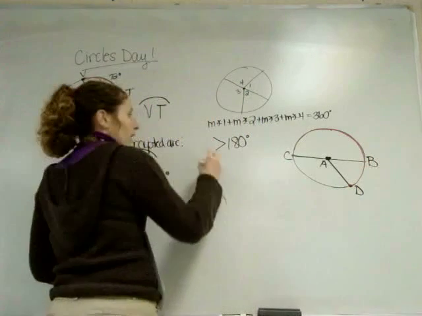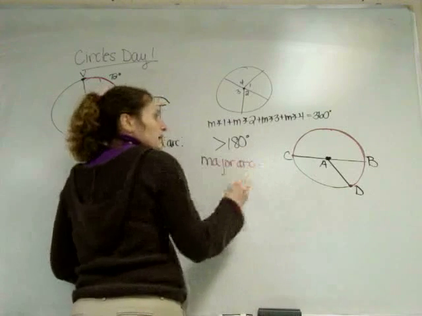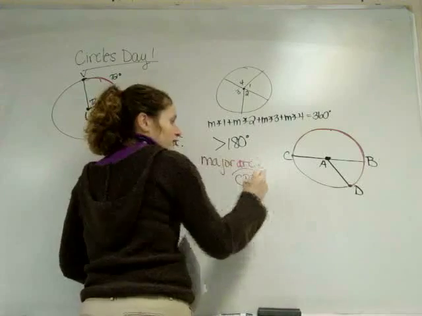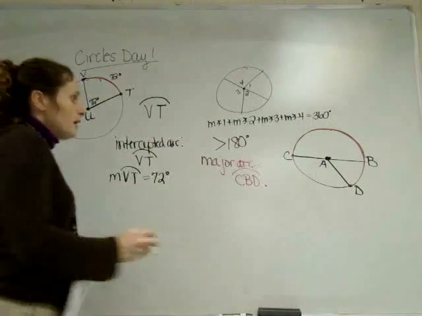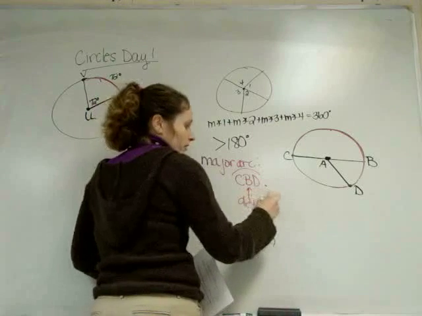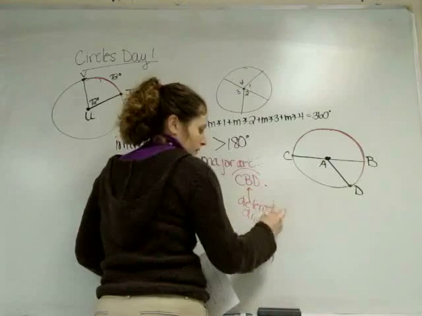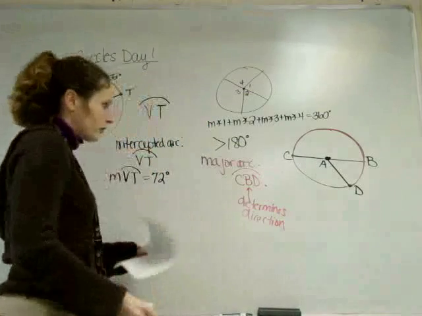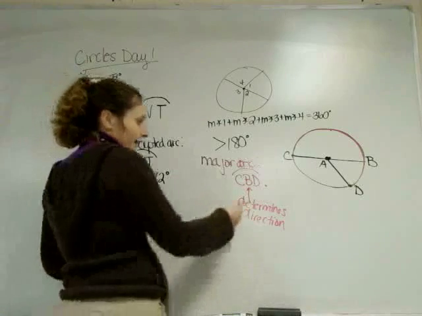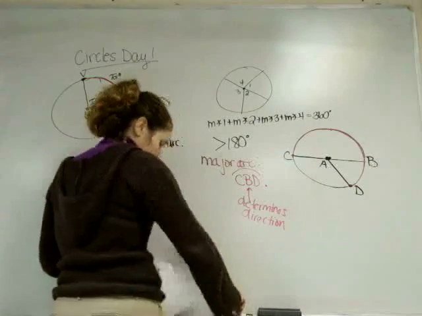So we want to call a major arc, for example, arc CBD. And again, you want to put that eyebrow over top. Middle letter determines direction. Okay, why do we use 3 letters to name an arc? Exactly what I just explained. That way we know the direction that we need to go to our endpoint.